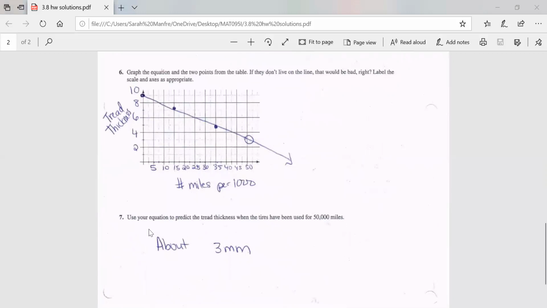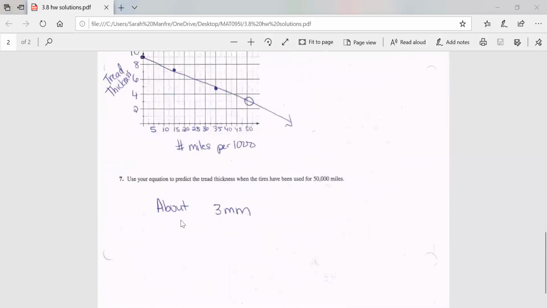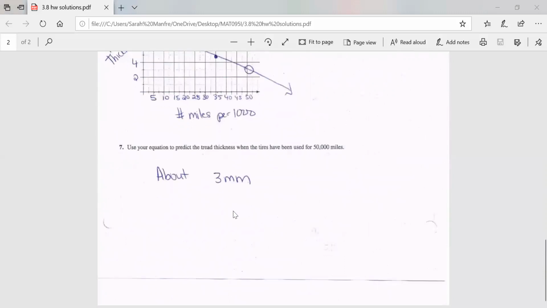And then question number 7 says use your equation to predict the tread thickness when the tires have been used for 50,000 miles. Well, here's 50. I'm going to put an open circle, a big circle. It's about 3 millimeters because it comes out to about right here. And if you have an answer of 3.5 or 3.25, that's fine, because remember, it's just an approximation, right?